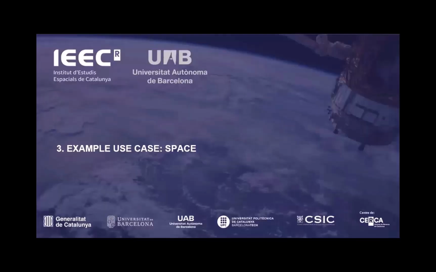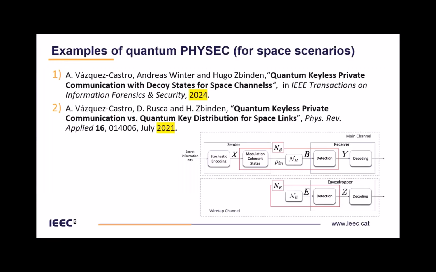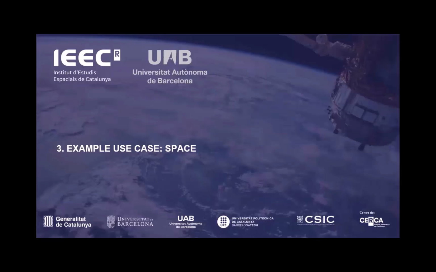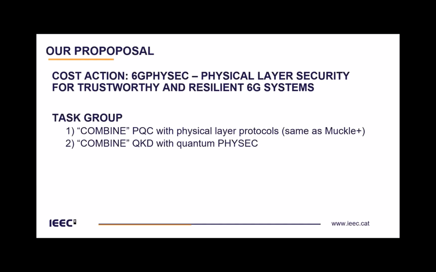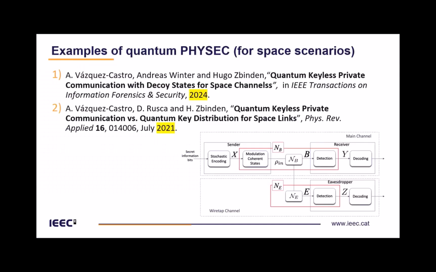Then, for example, the use case of space is my field. So there are, for example, in this one, a combination of QKD with quantum physical layer security. The idea here is to combine QKD with quantum physical layer protocols, because I insist the subsystems, the hardware, are nearly the same. And in this particular case, we are working with these two protocols that we have.